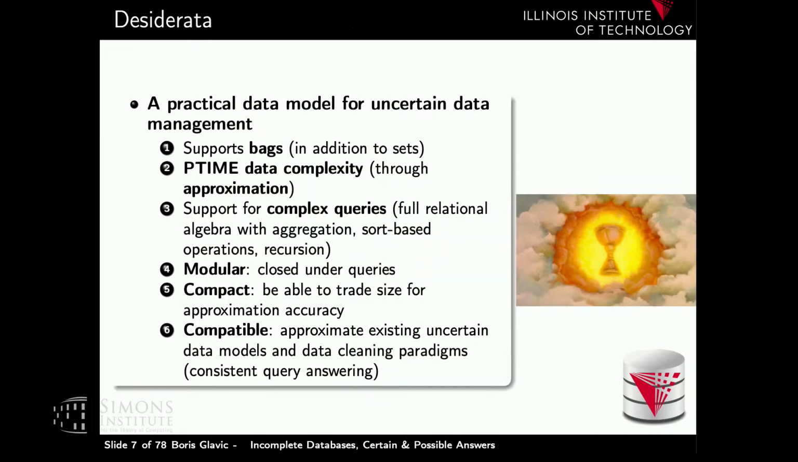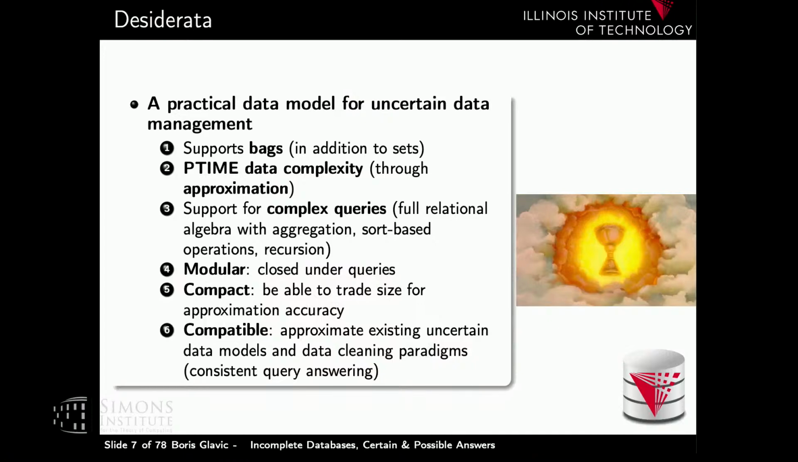Cool. Good. So what I want is basically a holy grail. I want some practical model for uncertain data management. I want to support bags, right? We want to support regular relational databases, and perhaps even more than bags. I want PTIME data complexity, and this will only be achievable through approximations, since we all know these intractability results. And I want to support complex queries. So what do I mean by this concretely? I want full relational algebra with aggregation, sort-based operations, and perhaps also recursion.